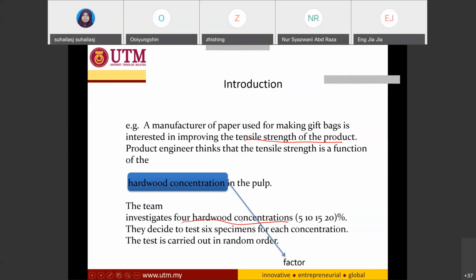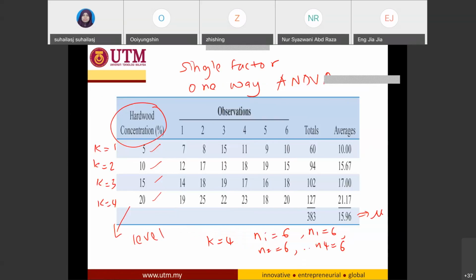The hardwood concentration is known as your level or your treatment. So for each concentration, we have several observations. So this is your Yij. In this case, we have an equal number of observations. So we have the first observation, second, third, and also the first observation for your first treatment, and then the observation for your second treatment, and so on. Okay.